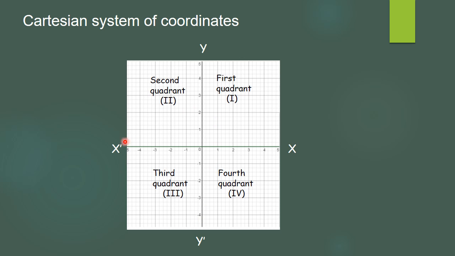Because of this, the page is divided into four parts. They are called quadrants: first, second, third, and fourth. Already we have studied what is meant by the coordinate. Whenever it is negative, it indicates that the point is on the left side.